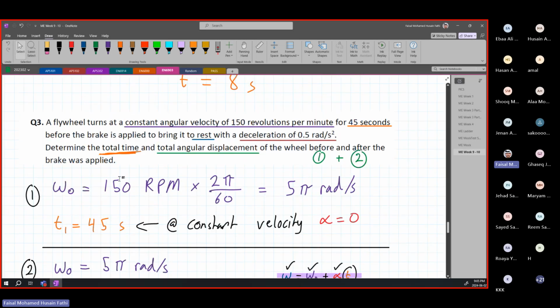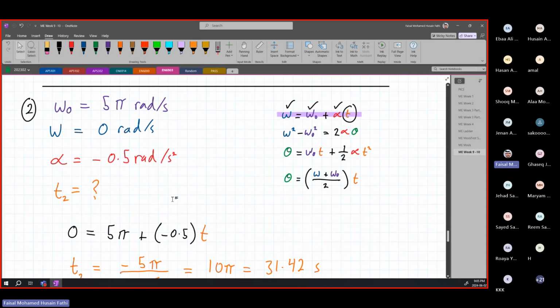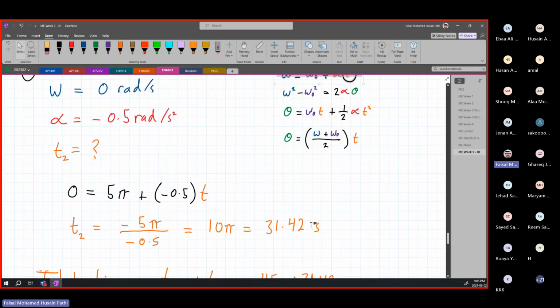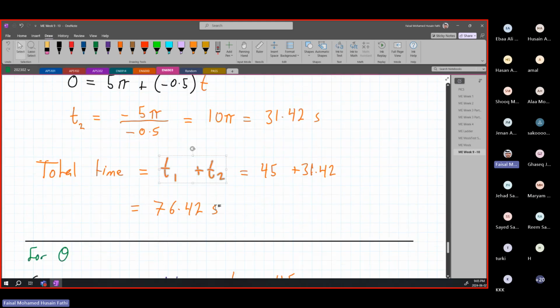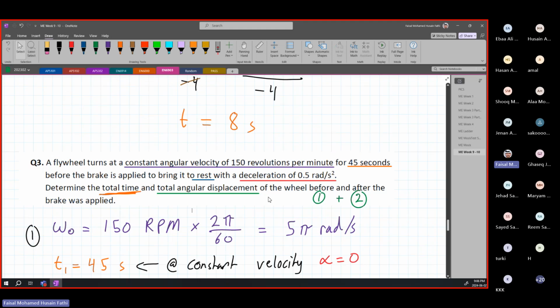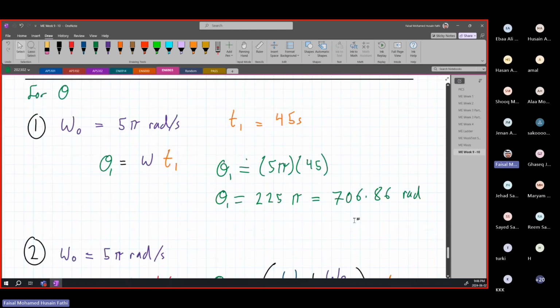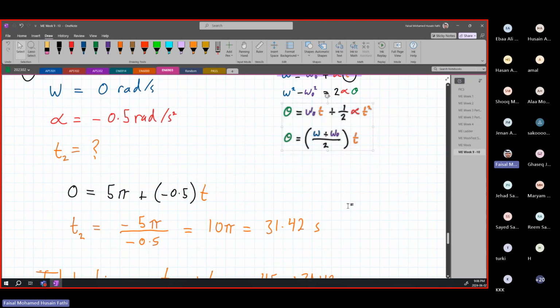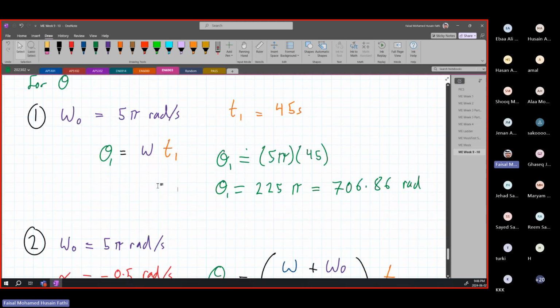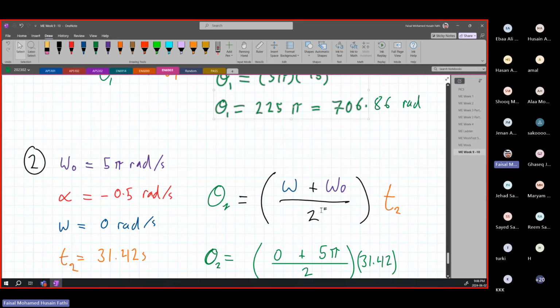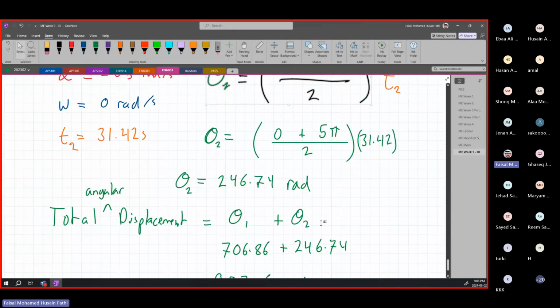The question wanted us to find the total time. Time 1 was given. Time 2 we can find using this equation. We just applied the equation and found our second time. We added up the time for the first and second phase. Then the second part of the question wanted us to find the total angular displacement. We use the exact same equations over here. In the case of constant velocity, it's very simple: velocity times time is equal to theta, your angular displacement. Then we found it again using the exact same equation for the second phase, and then we added them up to find total displacement.